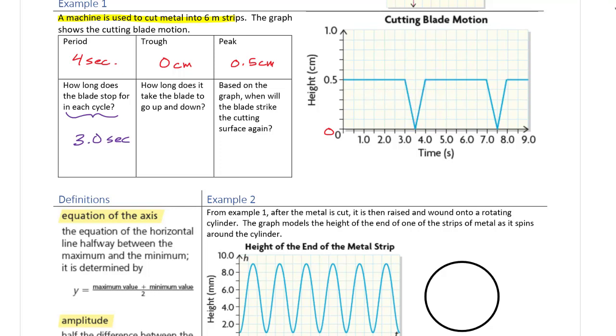All right. How long does it take for the blade to go down and come back up? Well, that would be the V part of it here. This is where it's going down and coming back up again. We're just reading a graph, pretty basic stuff. So between 3 and 4 seconds, from here to here, that's 1 second.